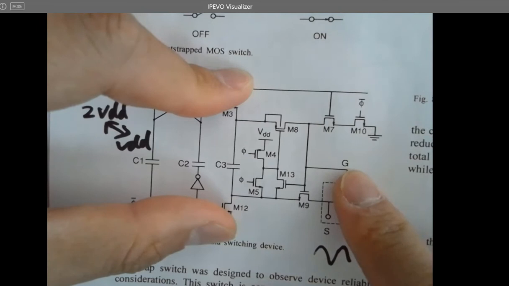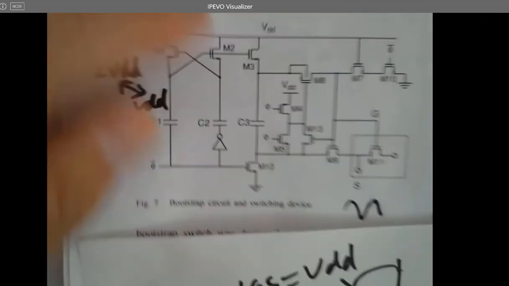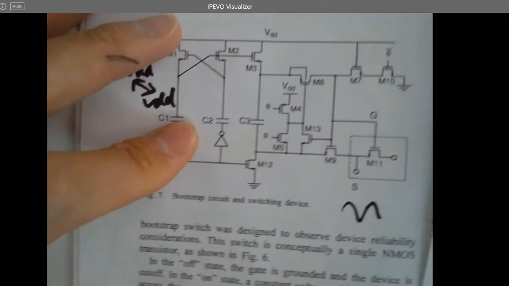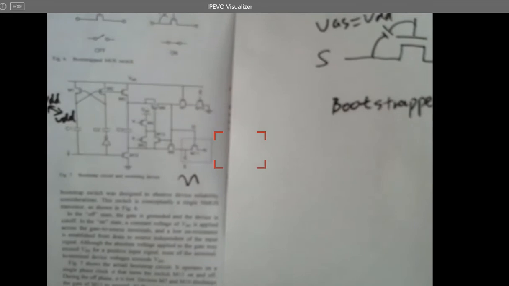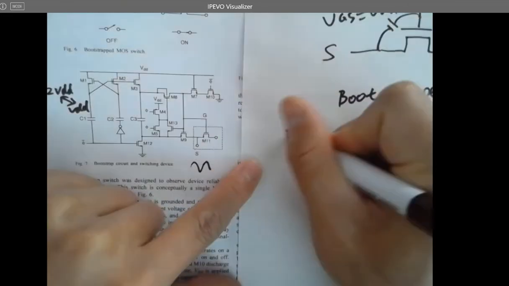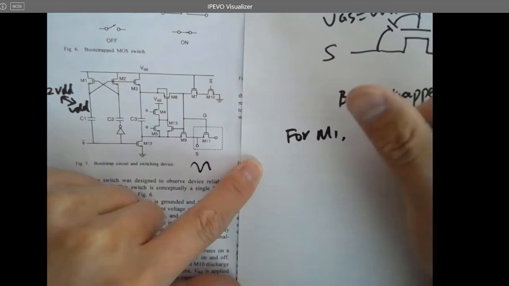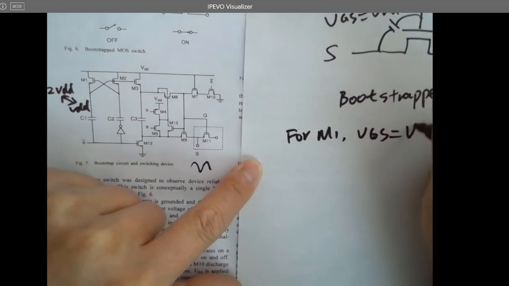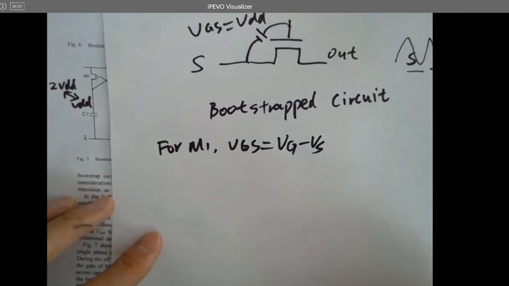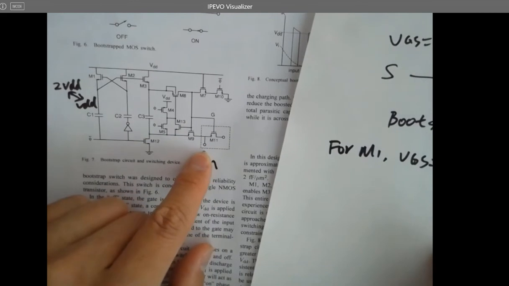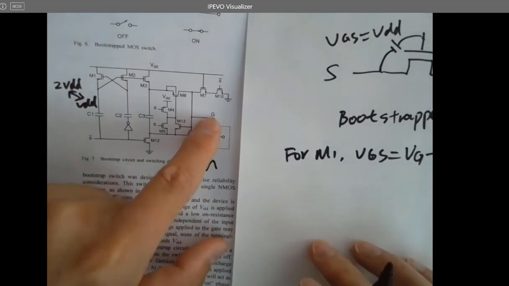So what's happening is, I'm going to come back to this circuit pretty soon. So let's just write down something for you. For M1, VGS equals VG minus VS, no problem, right? Of course, exactly. VGS equals VG minus VS, no problem. All right, so what is VG?